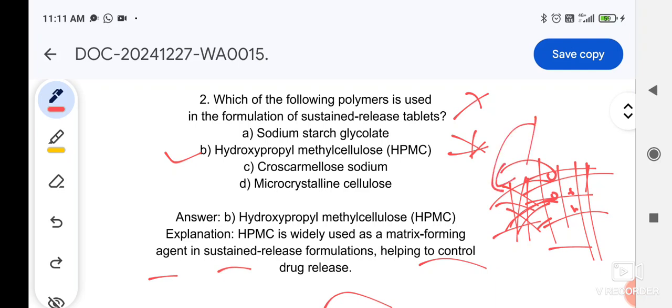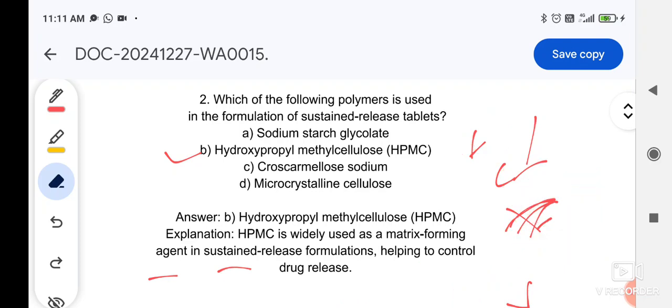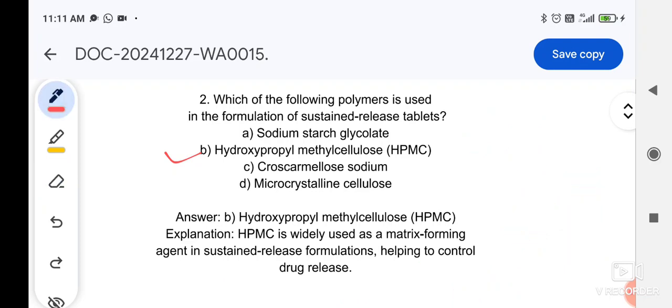This polymer degrades slowly and gets dissolved slowly, so the drug release is also slow. So it extends the timing of drug release, and we call this sustained release. This is the phenomenon used in sustained release tablets. So the correct answer is HPMC.